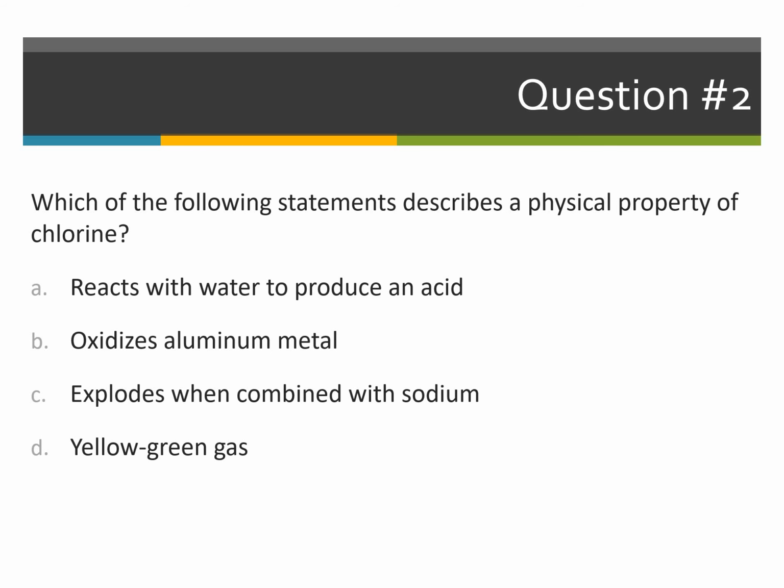D, yellow-green gas. It says yellow-green gas. That means I can see the color of the gas. And anytime you use any of your senses to observe something, it's going to be a physical property. So the color is a physical property in this case.